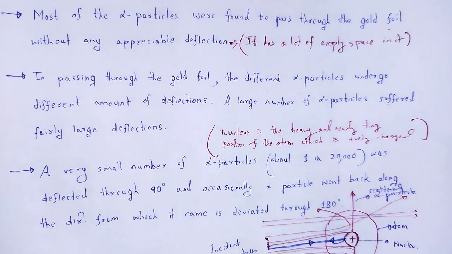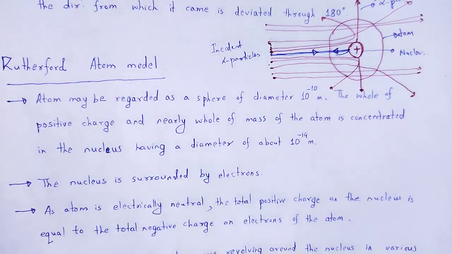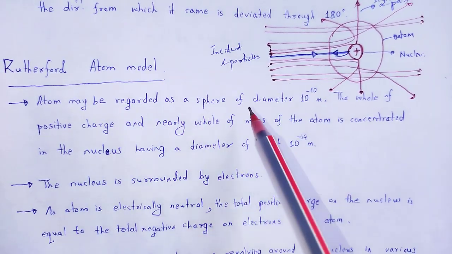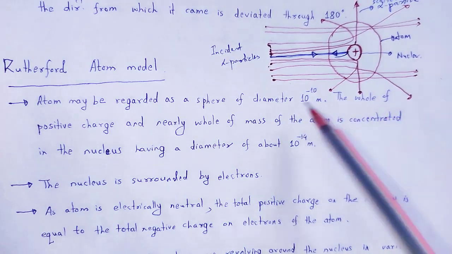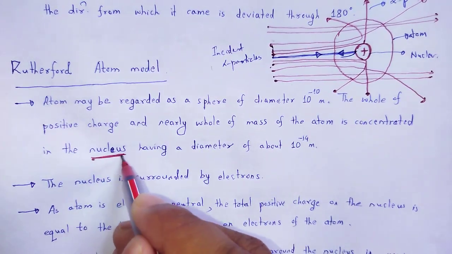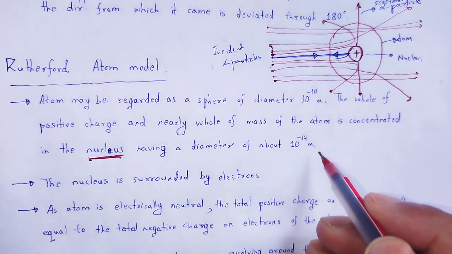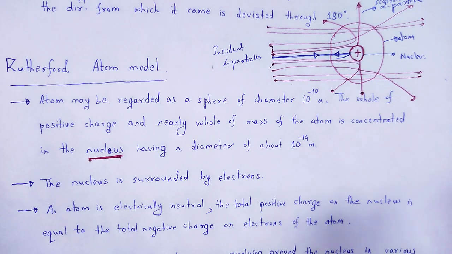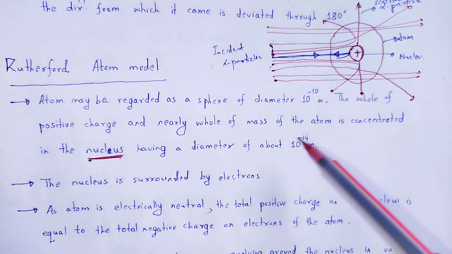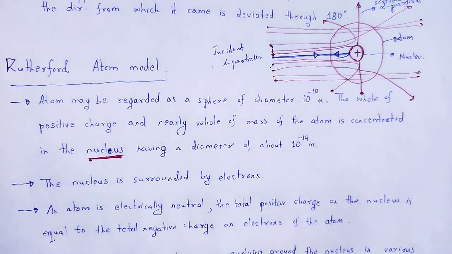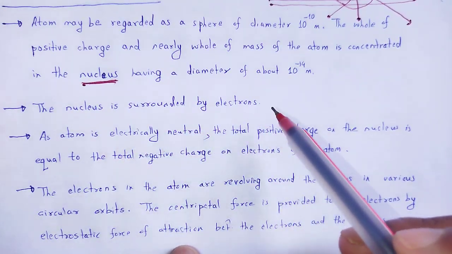By taking such observations, Rutherford proposed his atomic model. First point: the atom may be regarded as a sphere of diameter 10 to the minus 10 meter, and the whole of the positive charge and nearly the whole of the mass of the atom is concentrated in the nucleus, having a diameter of about 10 to the power minus 14 meter. Basically, from Rutherford's alpha scattering experiment, we conclude about the discovery of the nucleus. Next, the nucleus is surrounded by electrons.